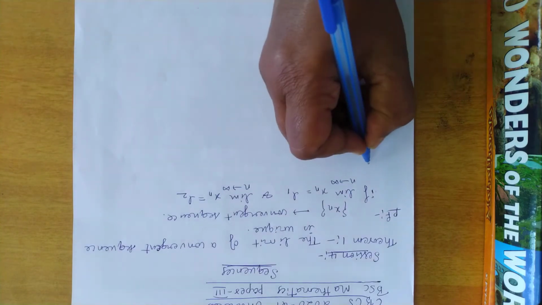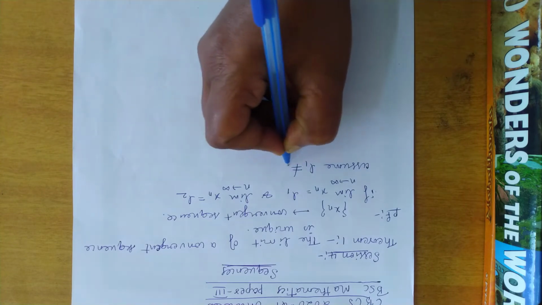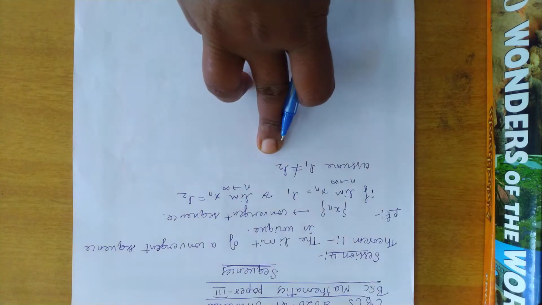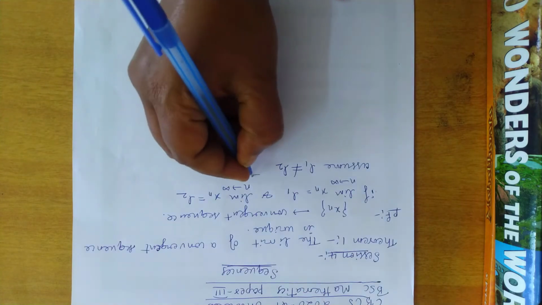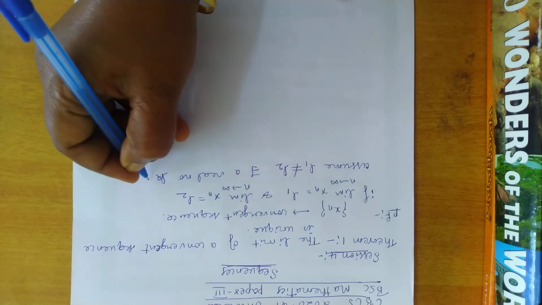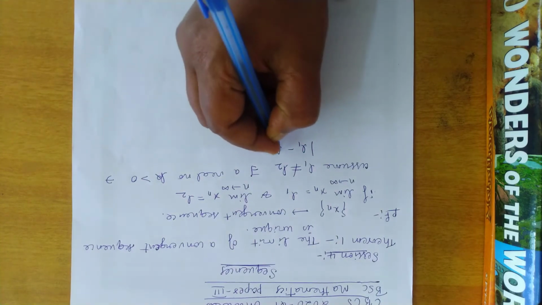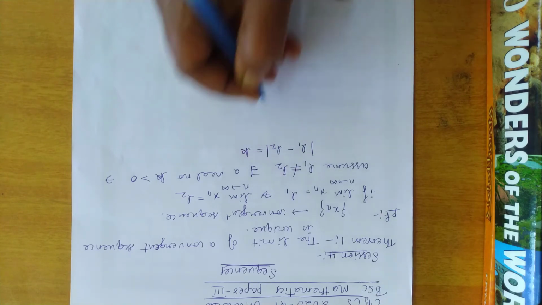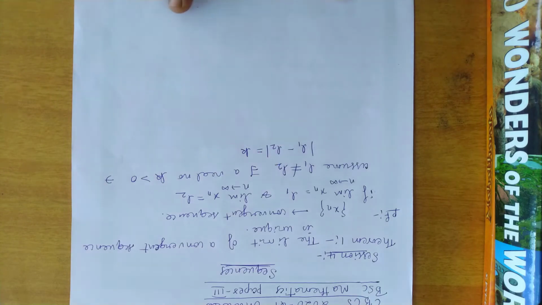Now here let us assume, what are we assuming? L1 is not equal to L2. We are assuming L1 is not equal to L2. That means there exists a real number k greater than 0 such that the modulus of L1 minus L2 is equal to k. That means the difference between these two limits is k. They both are not equal.